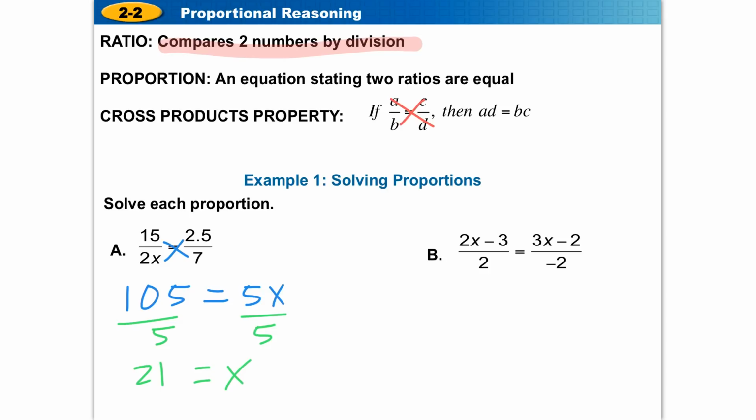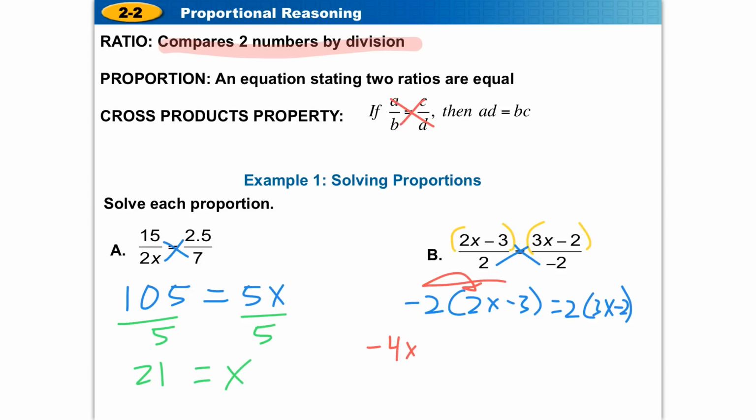Example B is pretty much going to be the same thing. The only thing we want to make sure we are careful about are the tops here, because it's a quantity, we have to put them in parentheses. So now we can cross multiply. Negative 2 times 2x minus 3 equals 2 times 3x minus 2. Now we can distribute. So negative 2 times 2x is negative 4x plus 6. 2 times 3x is 6x, and 2 times negative 2 is negative 4.